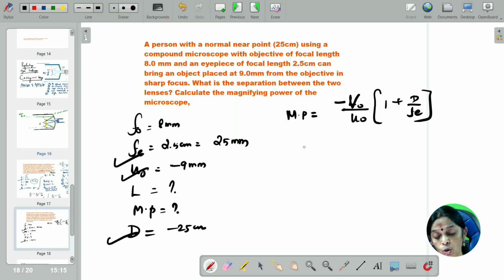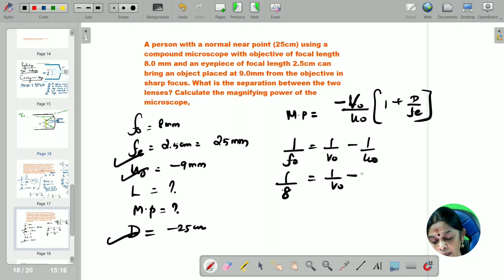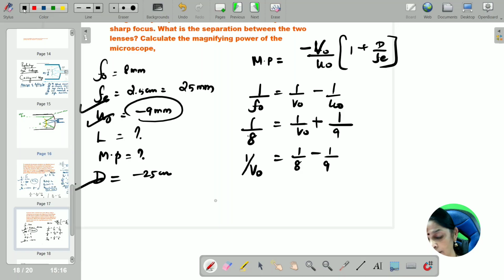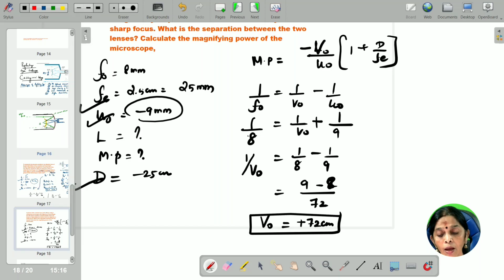How do we do? So let us take 1 by F naught is equal to 1 by V naught minus 1 by U naught. 1 by 8 is equal to 1 by V naught minus 1 by minus 9 millimeter. So plus 9 millimeter. Therefore 1 by V naught is equal to 1 by 8 minus 1 by 9. So therefore you get, so that is 72. So here 9 minus 8. So that is equal to V naught is equal to plus 72 centimeter. I found out V naught, substitute magnification power and get it.